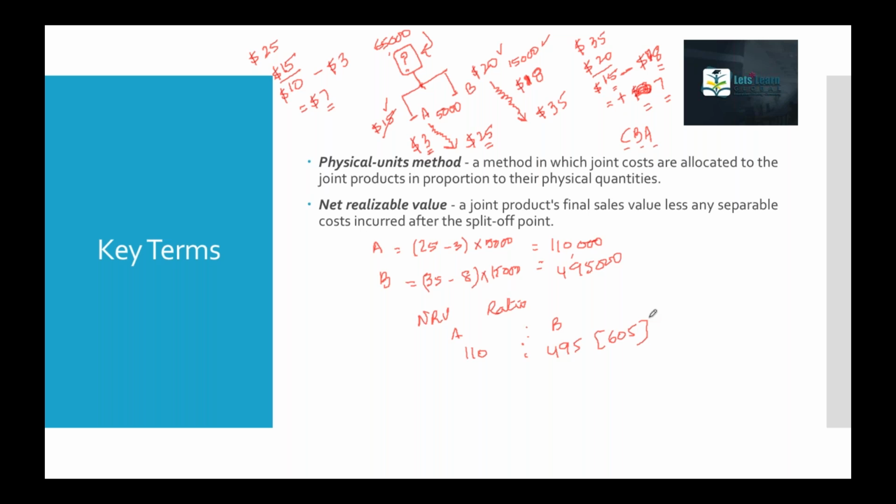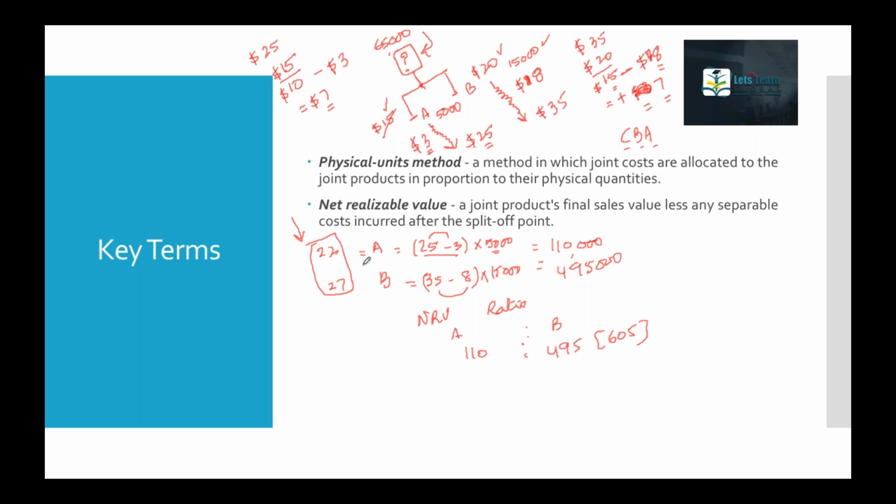So this is called NRV. Always remember, please, when you calculate NRV, do not calculate per unit; you should multiply by the quantity. Otherwise, what happens, if you just calculate NRV per unit, it will be 22 is to 25 minus 3 and 35 minus 8, that is 27. Where is 22 is to 27? Where is 110 is to 495? You may have an answer from the answers given, if you calculate per unit NRV.